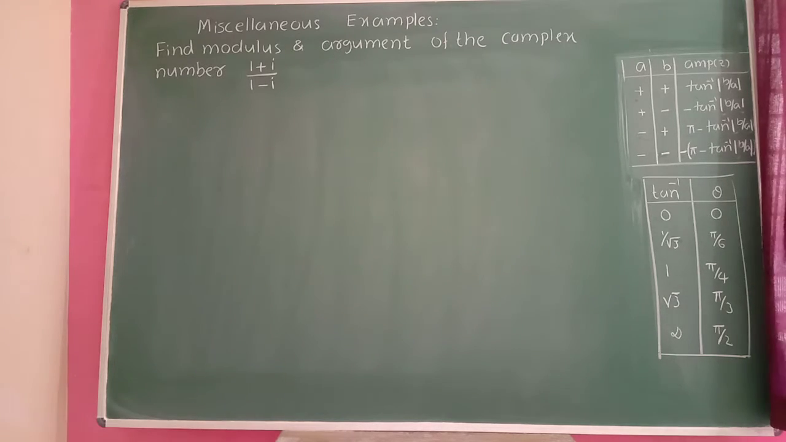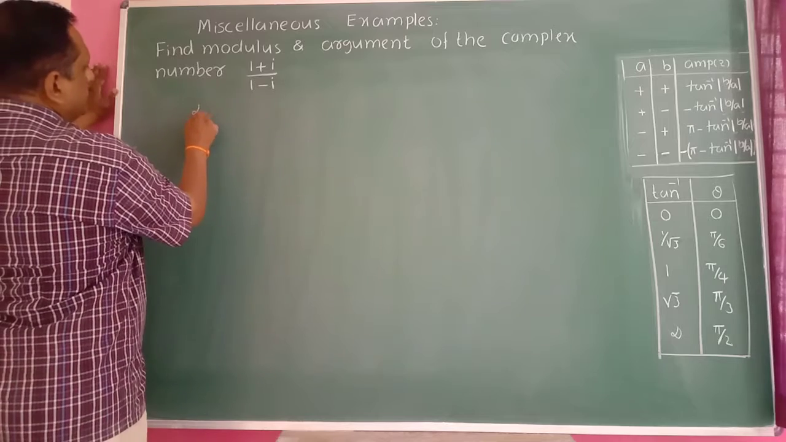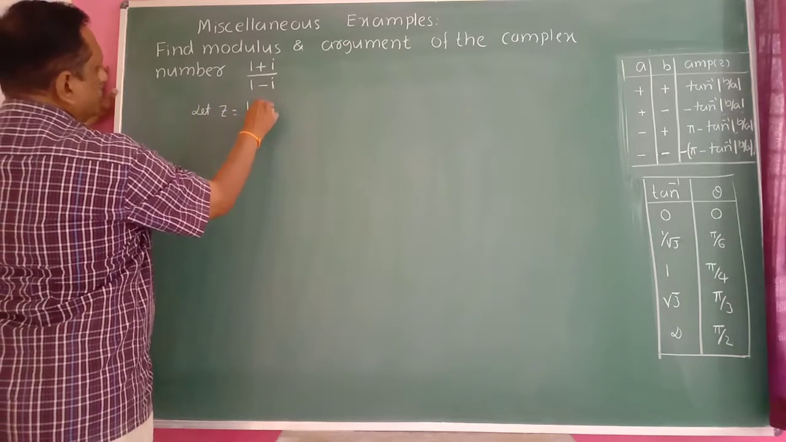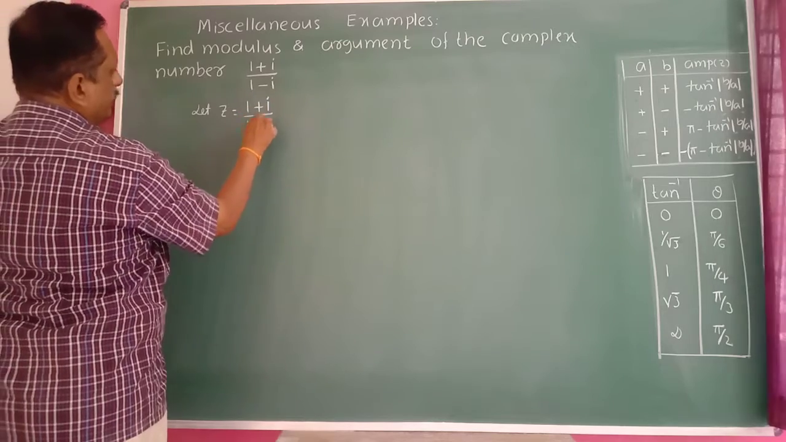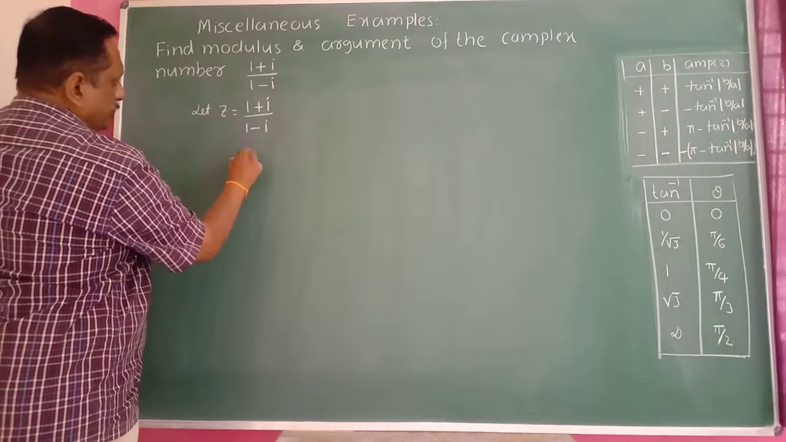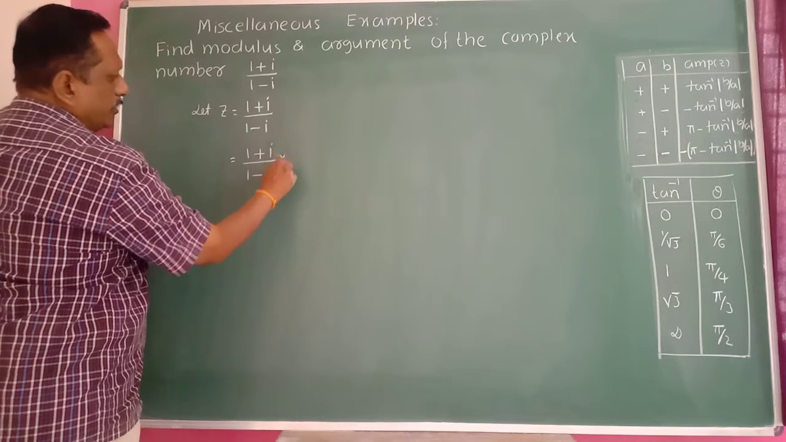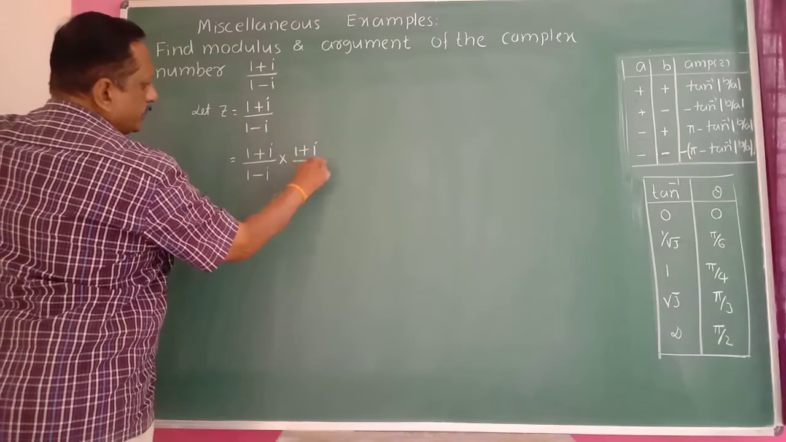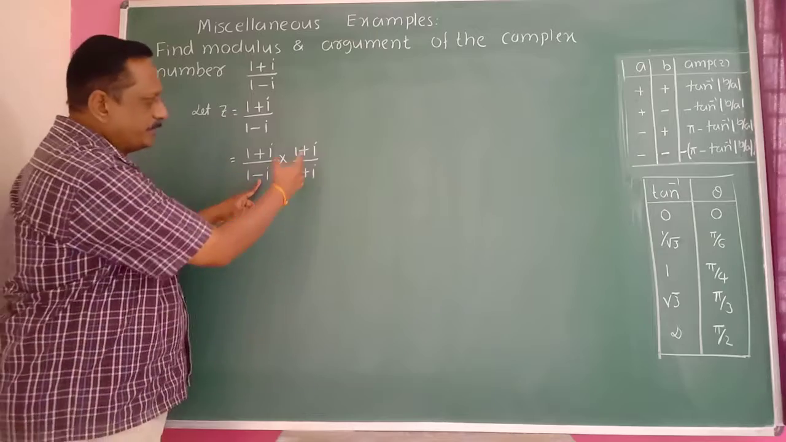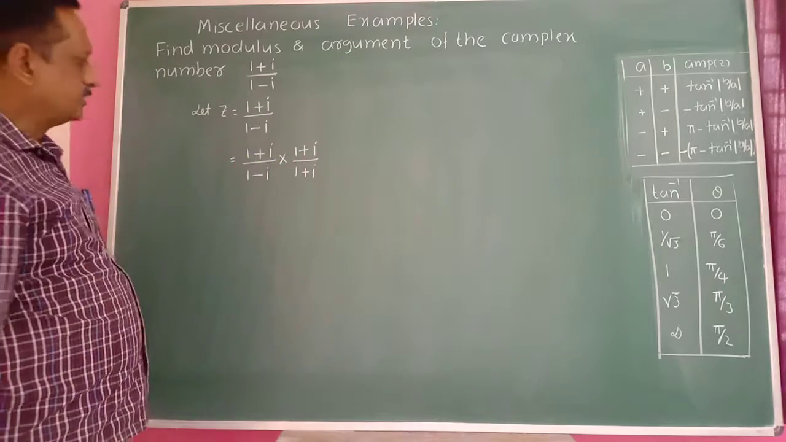Here we find the modulus and argument of the complex number. So let us consider z is equal to 1 plus i divided by 1 minus i here. Now you rationalize here, multiplying numerator and denominator by 1 plus i here. Minus i is there, taking plus sign, 1 plus i upon 1 minus i. It is called rationalization here.